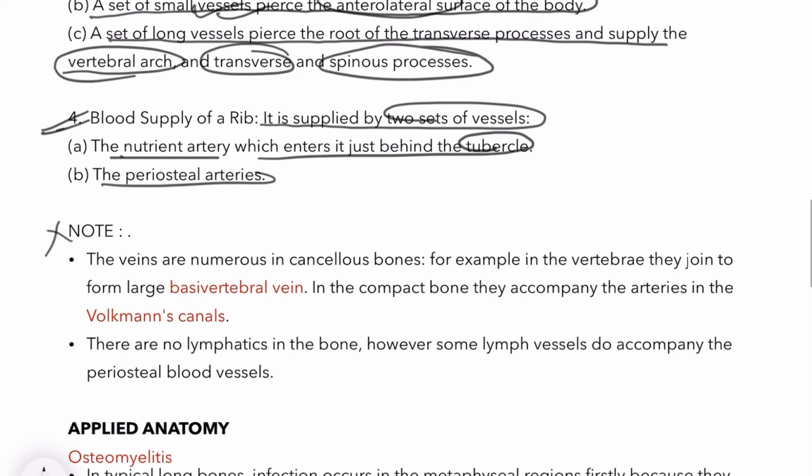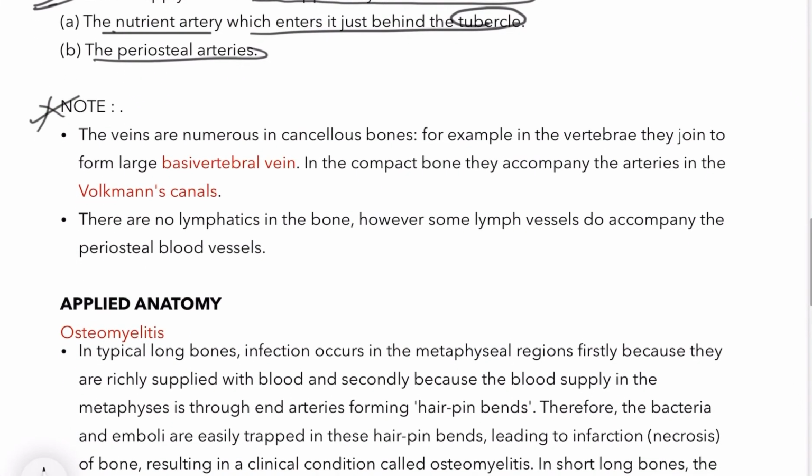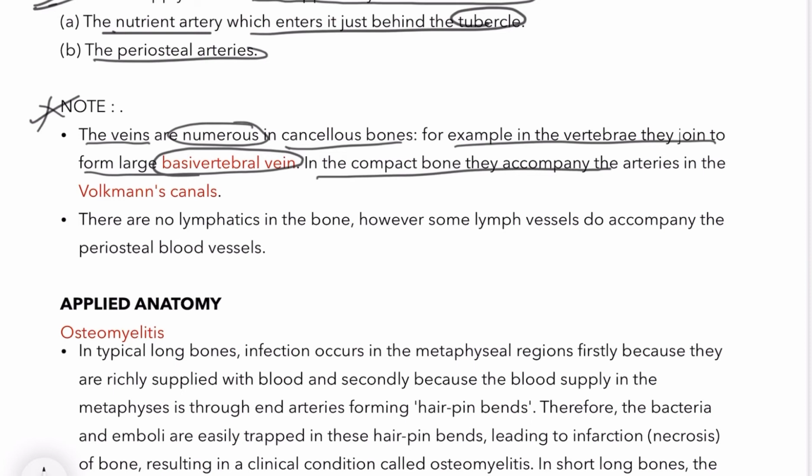Now again note, the veins are numerous in cancellous bones. For example, in the vertebrae they join to form a basivertebral vein. In the compact bone, they accompany the arteries in the Volkmann canals. This is just a note to remember that cancellous bones, vertebrae, one is basivertebral vein and one is Volkmann canal. Volkmann canal is associated with the compact bone. Basivertebral vein is associated with the cancellous bone.